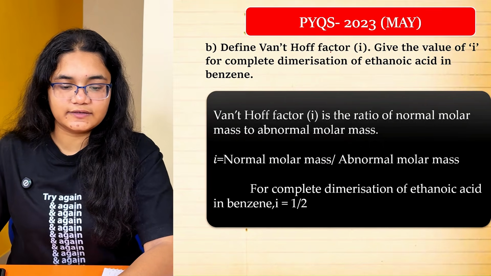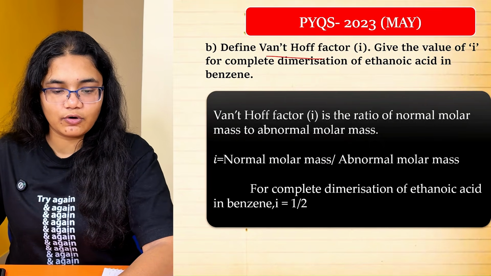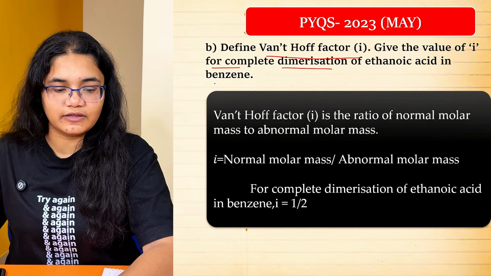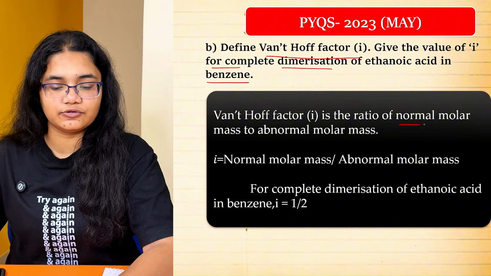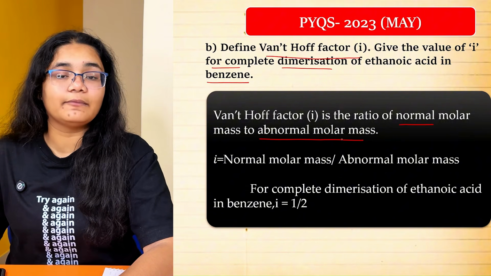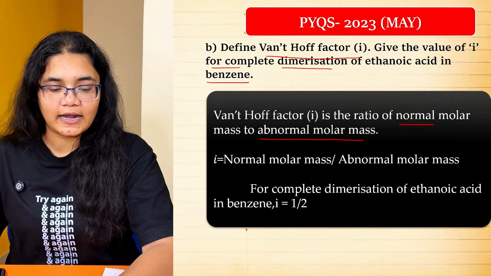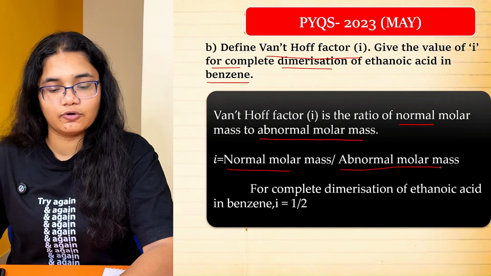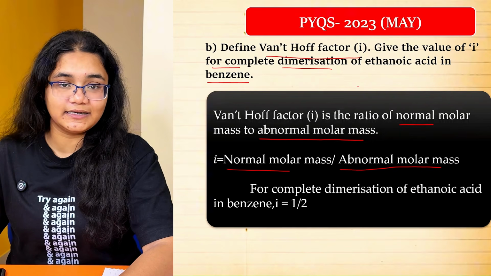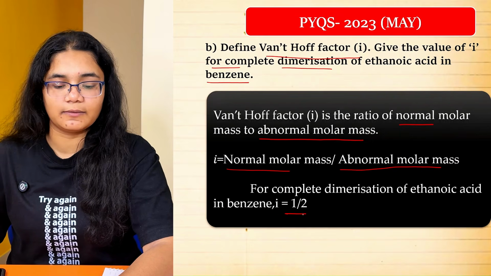Now let's move to the next question. Define the Van't Hoff factor i. Give the value of i for complete dimerization of ethanoic acid in benzene. So what is the Van't Hoff factor? Van't Hoff factor is the ratio of normal molar mass to the abnormal molar mass. And for dimerization, the i value is 1 by 2.